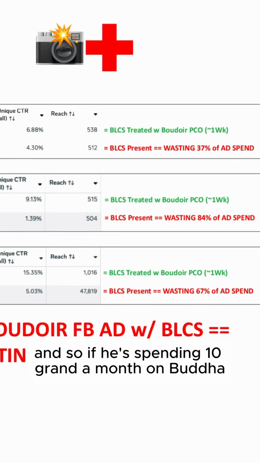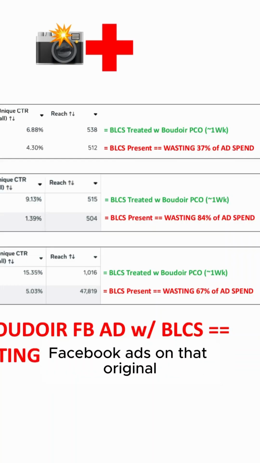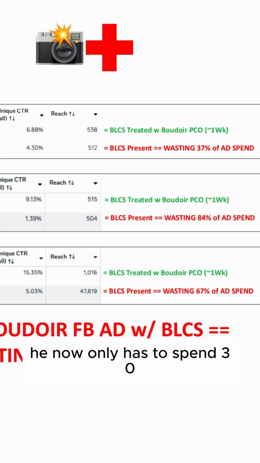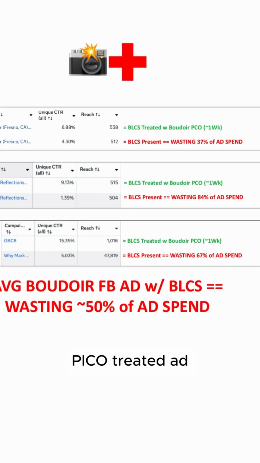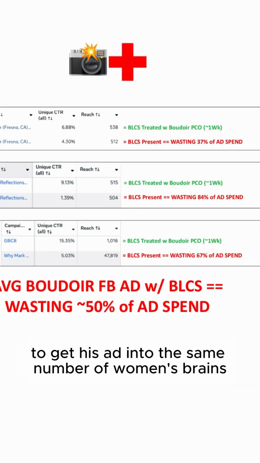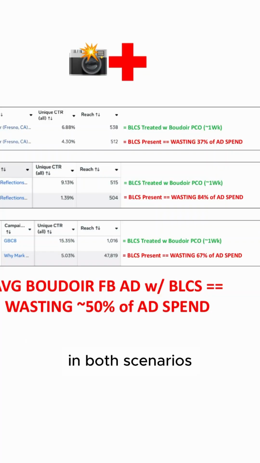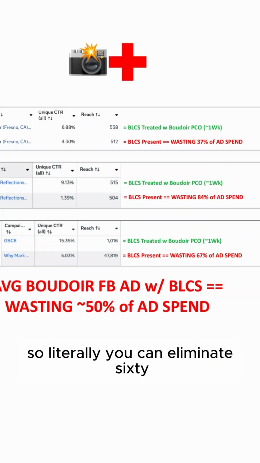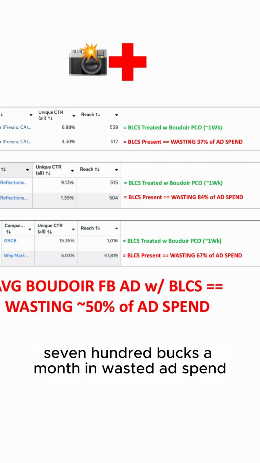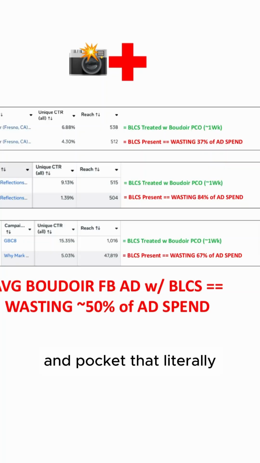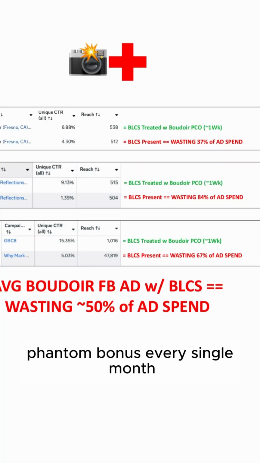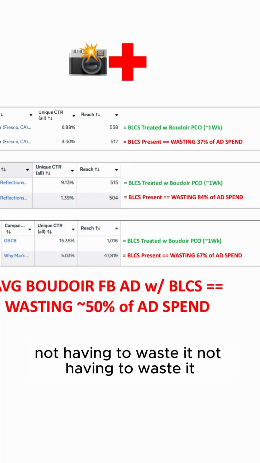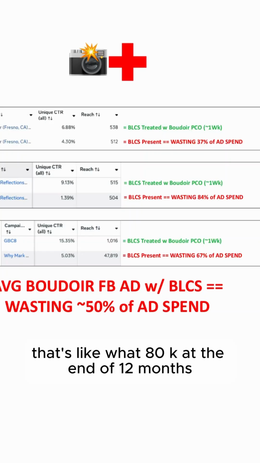And so if he's spending 10 grand a month on Boudoir Facebook ads on that original, he now only has to spend 3,300 bucks a month on the Boudoir Pico treated ad to get his ad into the same number of women's brains in both scenarios. So literally he can eliminate 6,700 bucks a month in wasted ad spend and pocket that, a phantom bonus every single month because he's not having to waste it. That's like what, 80K at the end of 12 months?